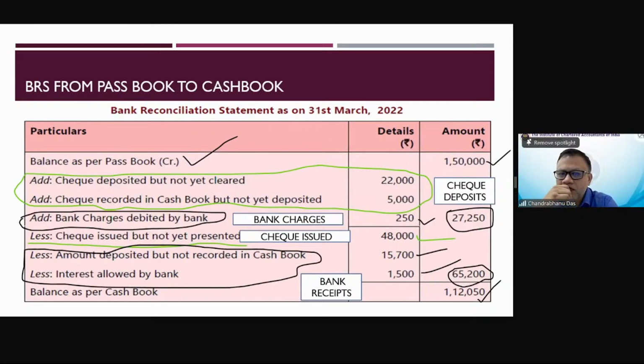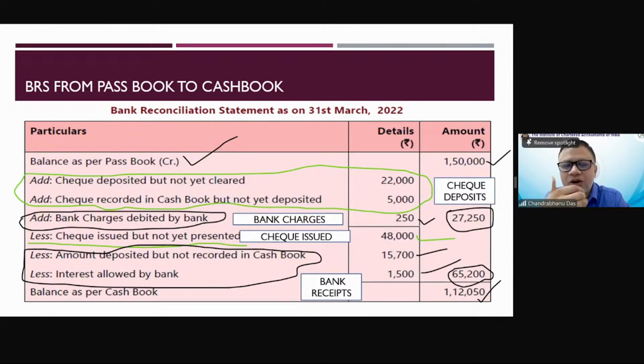Sir, how can we change a passbook balance? Because it is our account on the books of bank. How can we make a variation in this balance? Who said us to change the passbook balance? We are not going to bank and changing the passbook balance.